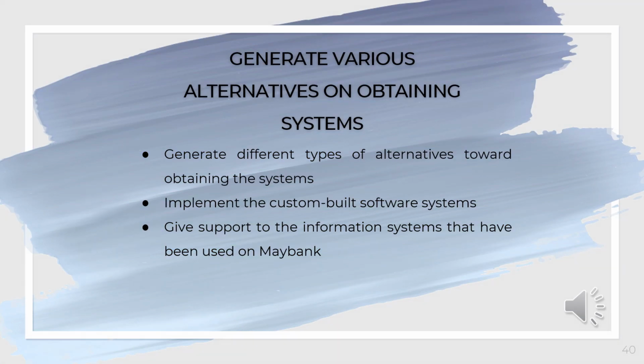Next, generate various alternatives on obtaining the system. This alternative requires Maybank to generate different types of alternatives towards obtaining the system. The alternative consists of a few factors, which are the facilities management. Facilities management is the alternative that outsources all the information system support, and it is outsourcing the information system that has been supported by the Maybank system.